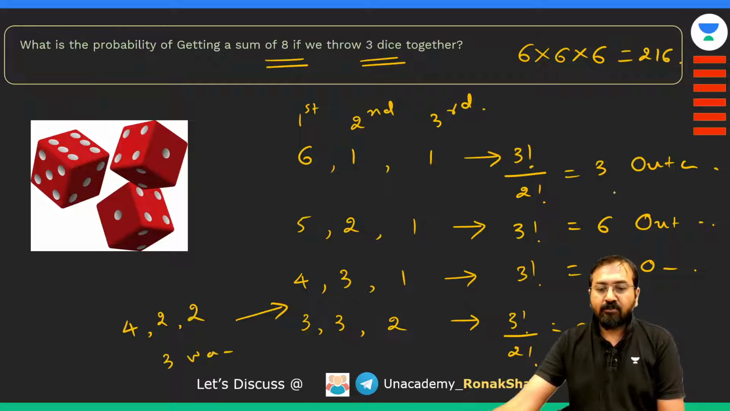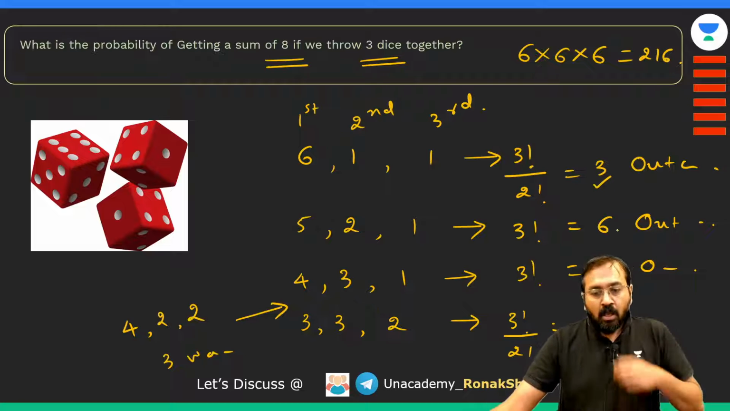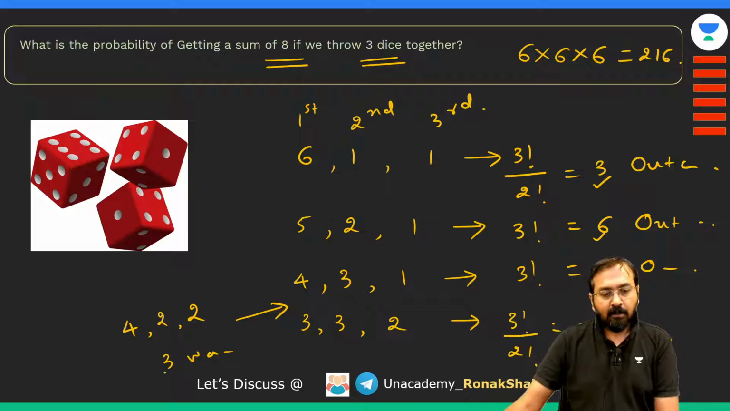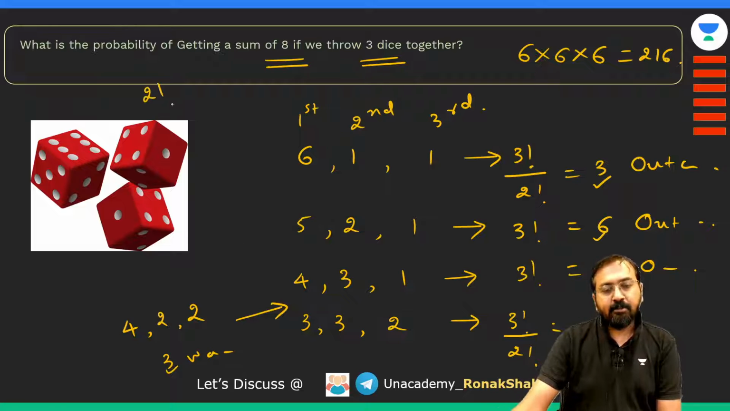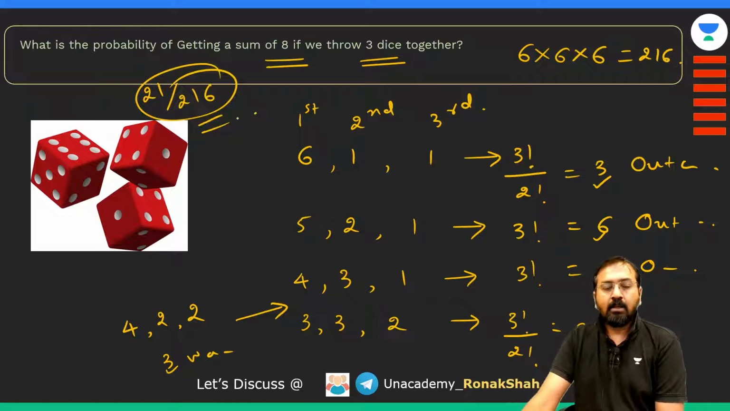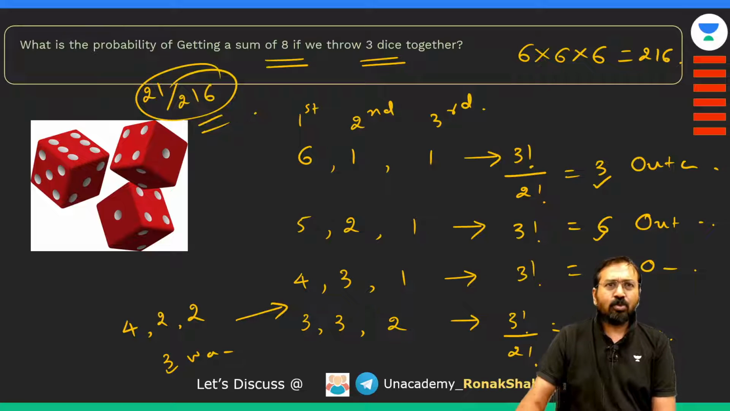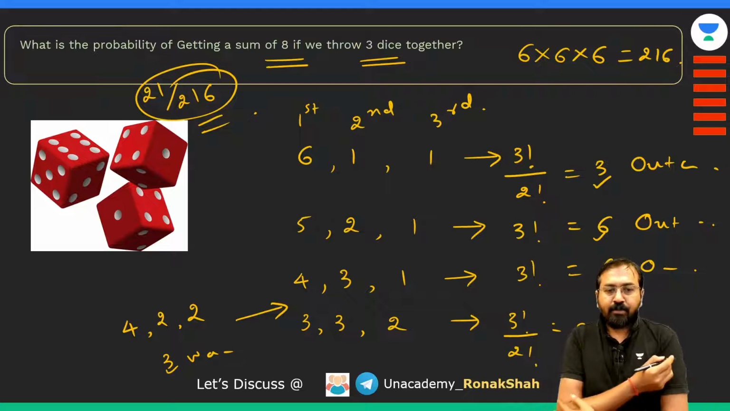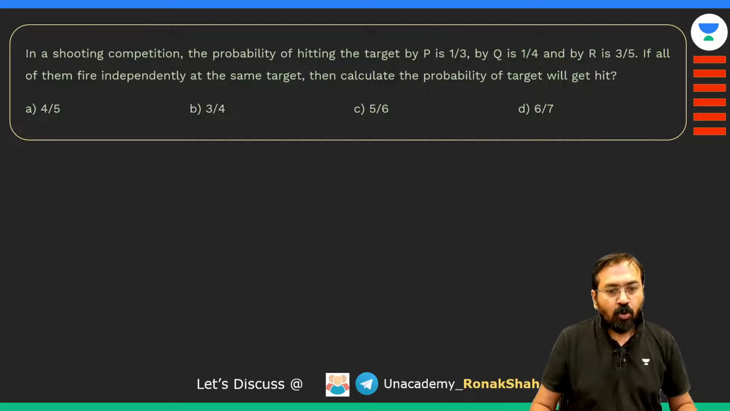So total number of favorable ways will be 3 plus 6 plus 6 plus 3 plus 3. So it's going to be 21 favorable outcomes out of 216. So guys, this is the required probability, 21 by 216. You can further simplify it as 7 by 72, right? Sure. So let's move further.